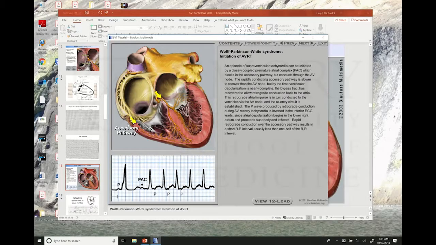So here's normal, boom, delta wave, everything's hunky-dory. Then a PAC happens, rendering this pathway refractory. This conducts slower because of the decremental AV node properties, and depolarizes the ventricle. By the time it reaches the pathway, it conducts backwards, and so we have a narrow complex tachycardia.